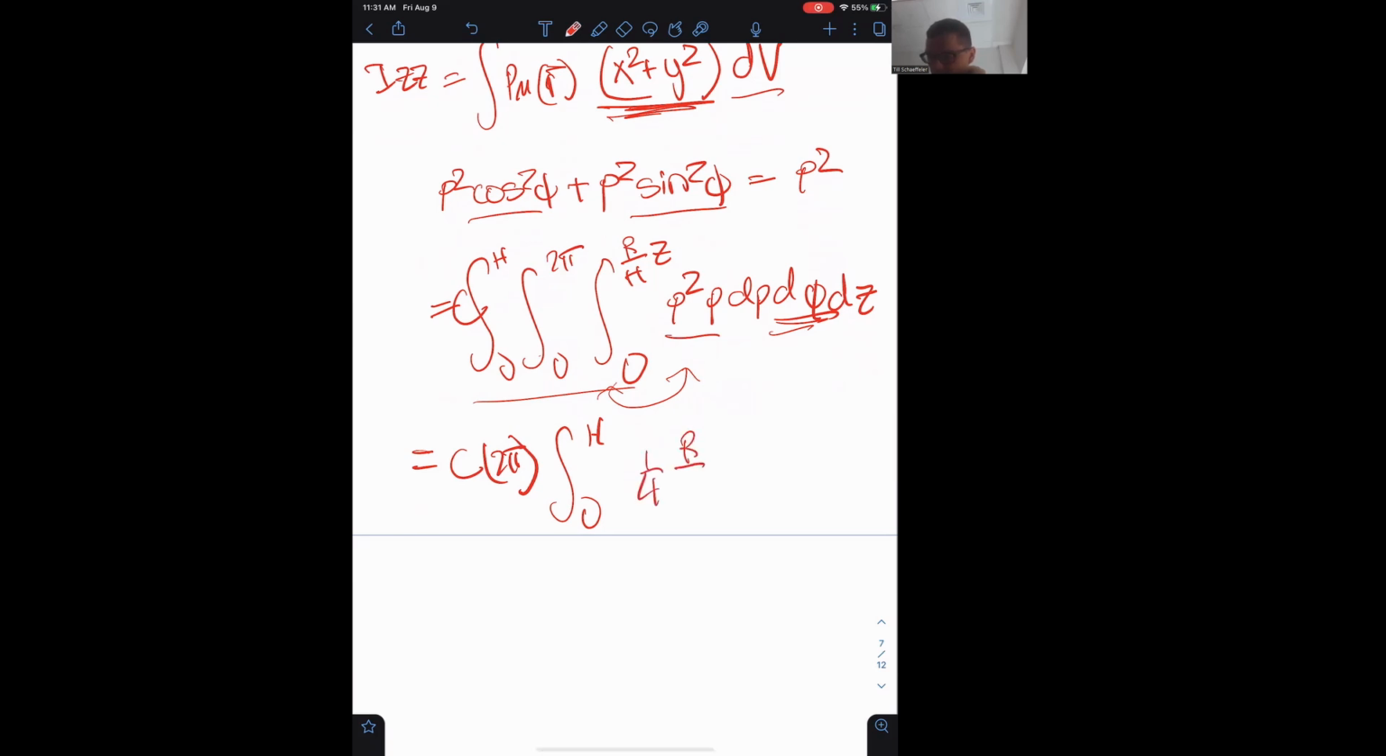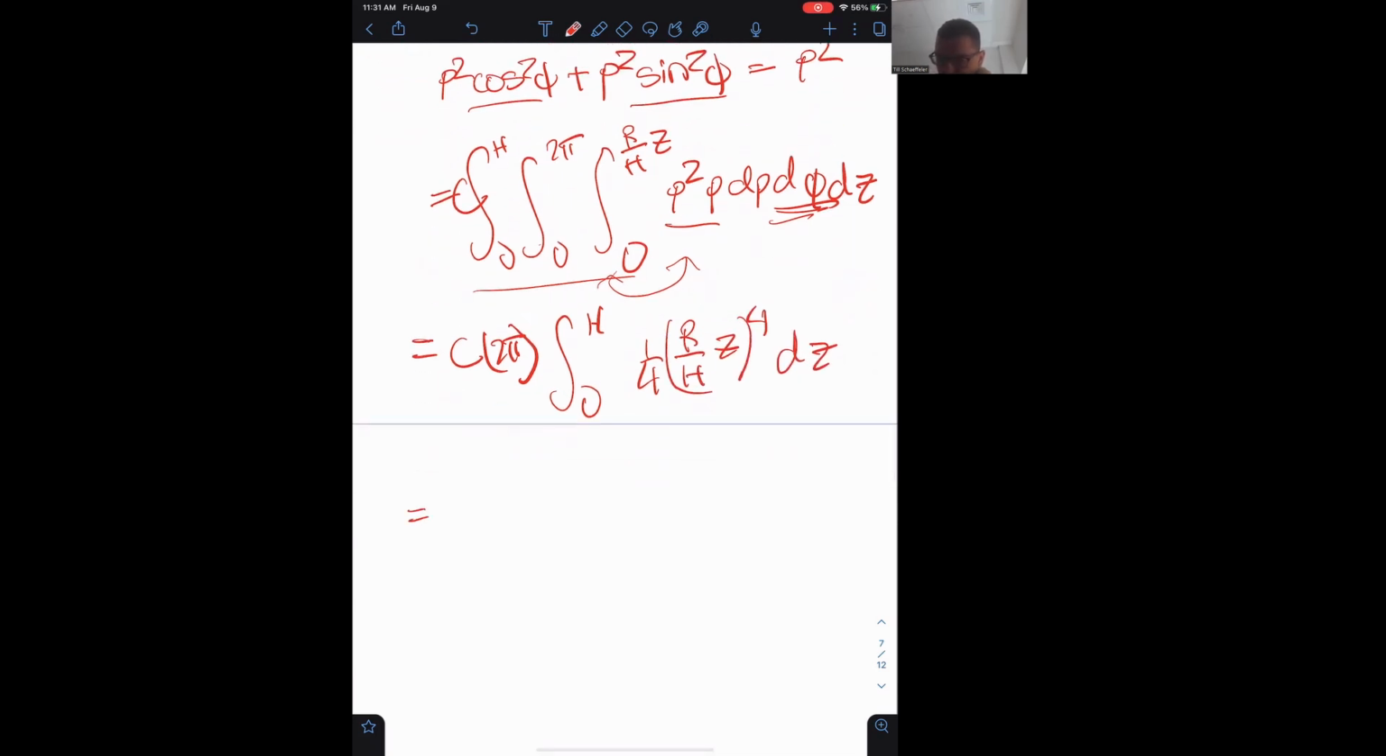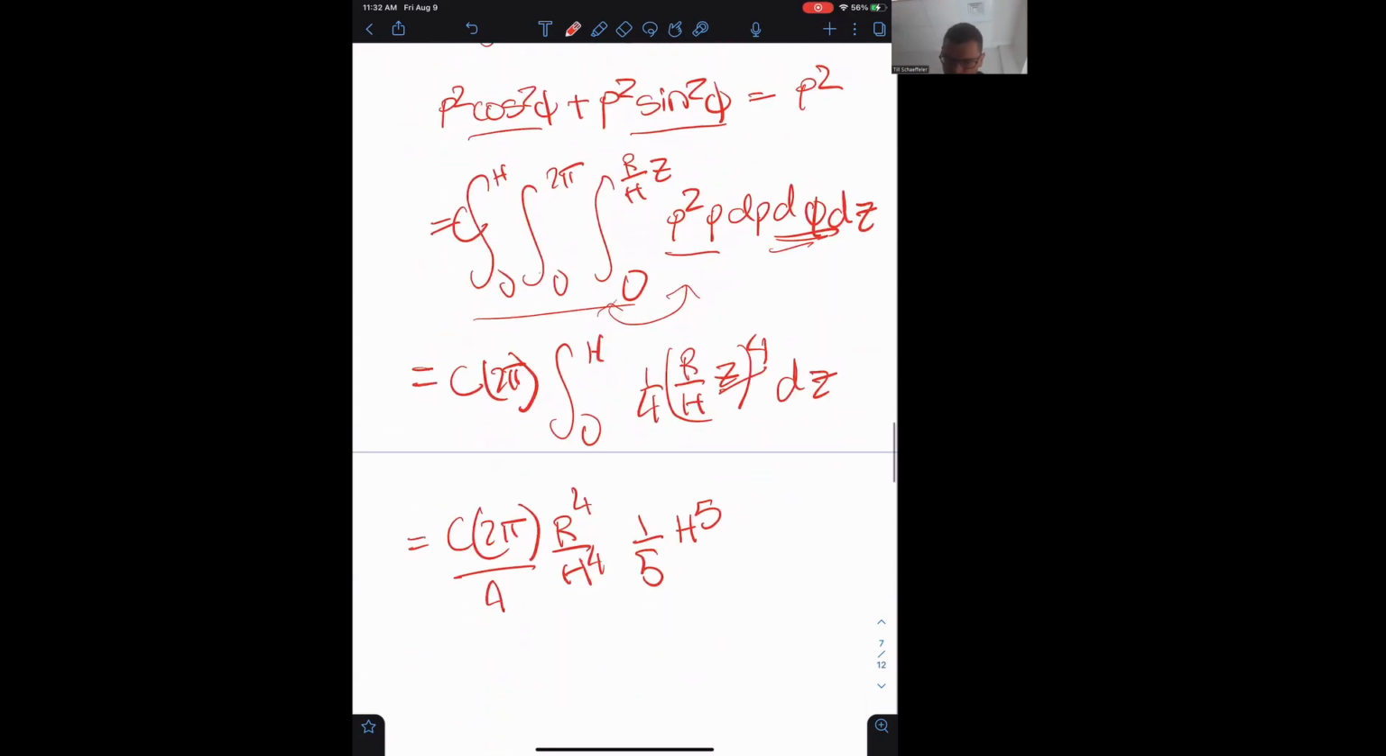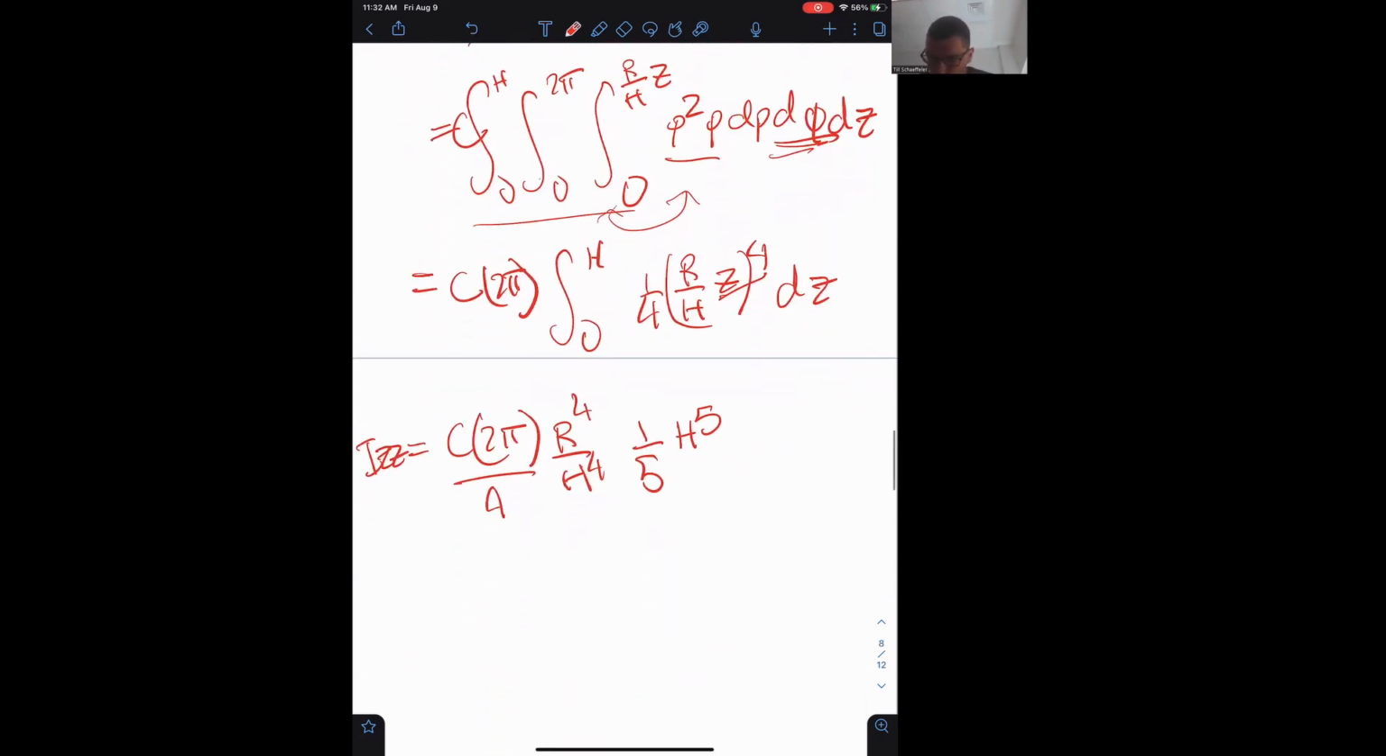Now we just have to do the z integral, 0 to h. Take the 4 out, take everything that doesn't depend on z out, so we're just left with z to the fourth, so that's z to the fifth divided by 5. Plug in the limits, gives you h to the fifth. Just do some quick simplifications.